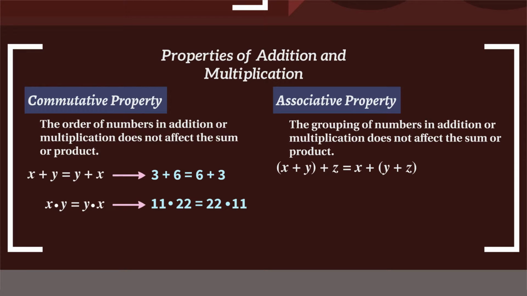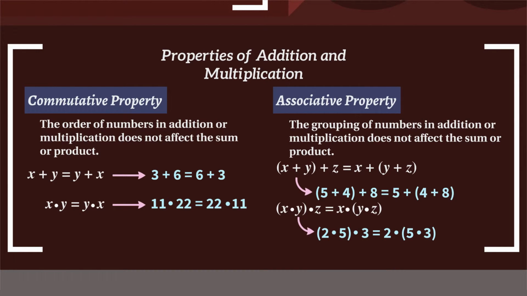Let's have a concrete example. The sum of 5 and 4 plus 8 is the same as 5 plus the sum of 4 and 8. In multiplication, the product of x and y multiplied by z is the same as x multiplied by the product of y and z. A good example is the product of 2 and 5 multiplied by 3 is the same as 2 multiplied by the product of 5 and 3.